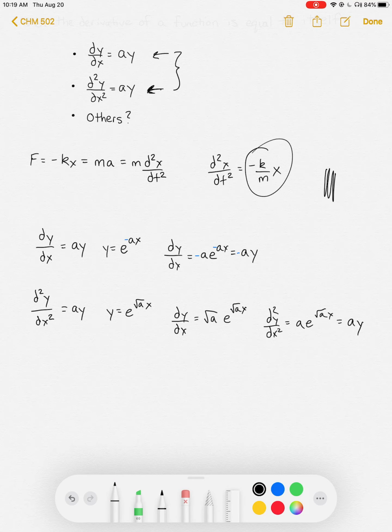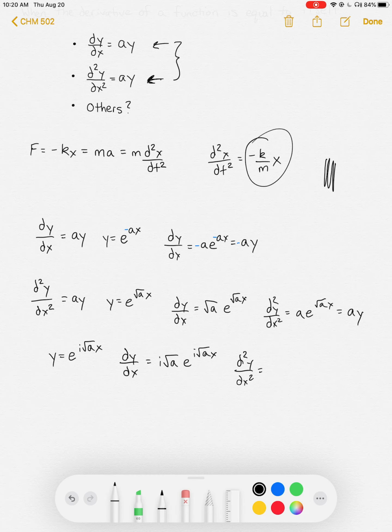So if we were just to plug that in here, if we had y equal to e to the i times the square root of a x, we take one derivative of this, and we end up with i square root of a times e to the i square root of a x. We take a second derivative, and that gives us i squared, which is -1, times the square root of a squared, which is a, so it gives us negative a times e to the i square root of a x, which is negative a y.